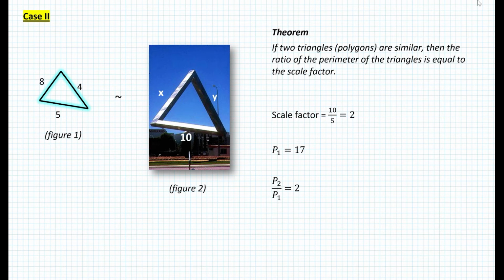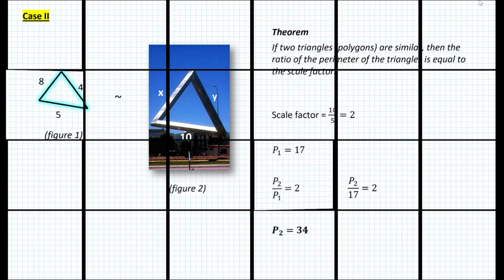We also know that the ratio of the perimeters of both triangles, P2 over P1, is equal to 2. Then we simply substitute 17 for P1, which means that the perimeter of the triangle in figure 2 is simply 34. It's also double in size in terms of the perimeter. So as we can see, using this theorem simplifies many calculations here. So let's look at our third case now.